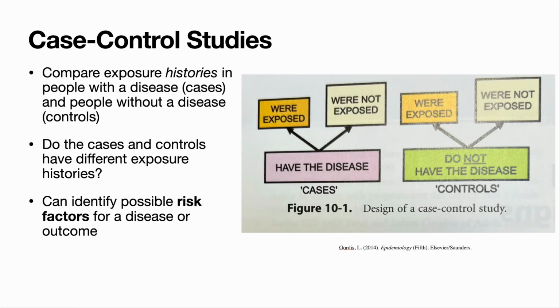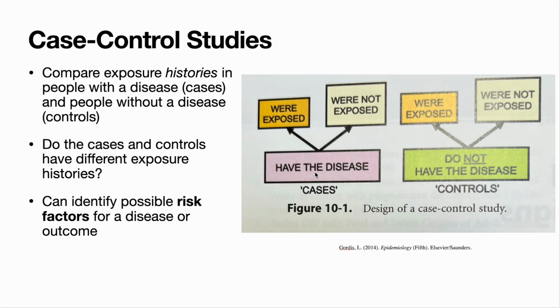So we know it's an observational study, but there are different types of observational studies. One of those types is the case control study. So just as a refresher, let's just go through what a case control study is. So a case control study compares exposure histories in people with a disease. So these would be your cases right here. People have the disease, and people without a disease, and those would be your controls, hence a case control study.